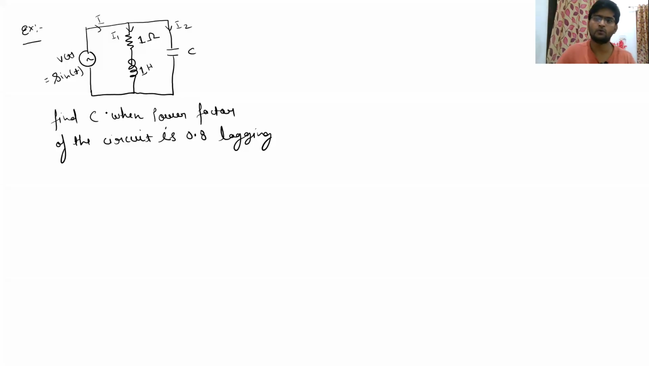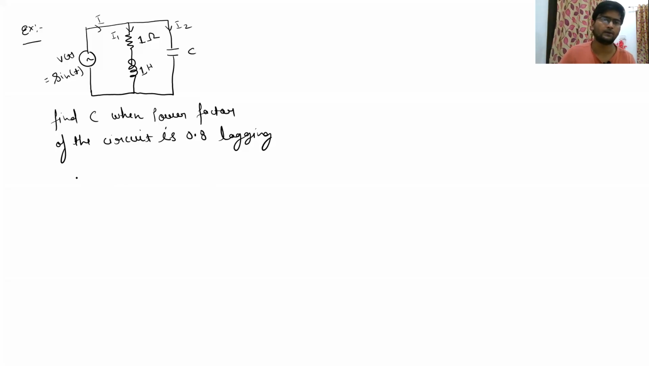Now let us do one more very important example. In this case, as you can see, in the first branch we have a combination of resistor and inductor, and in the second branch we have only a capacitor. So we have to find the value of C when the power factor of the circuit is 0.8 lagging, right?